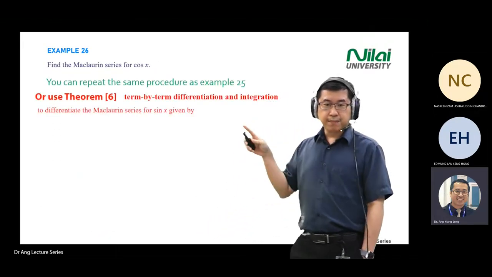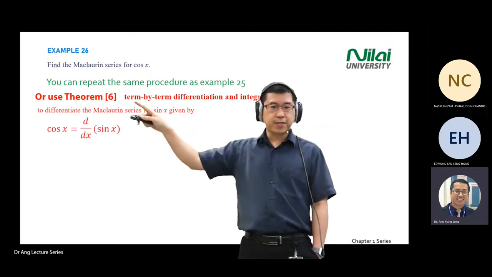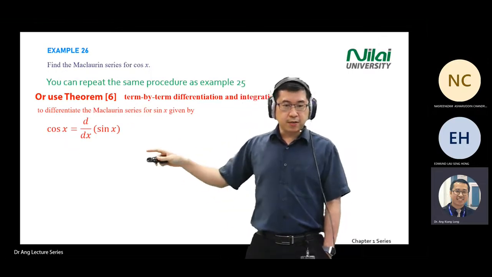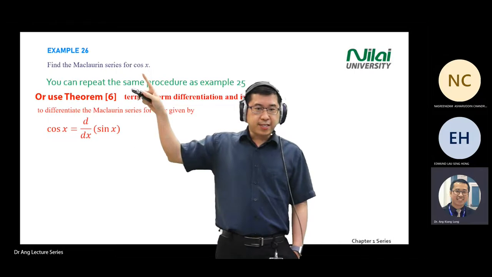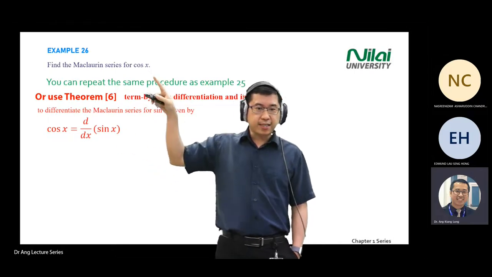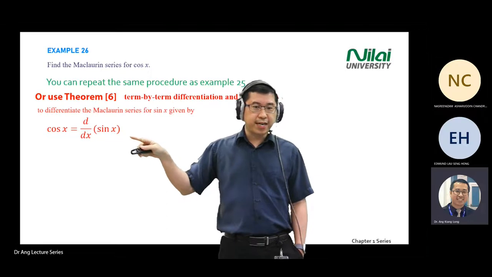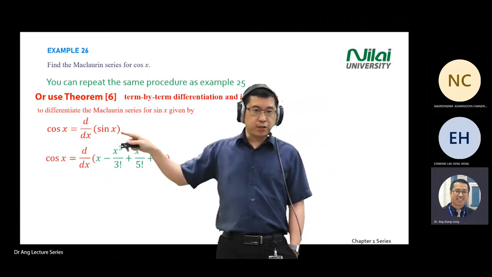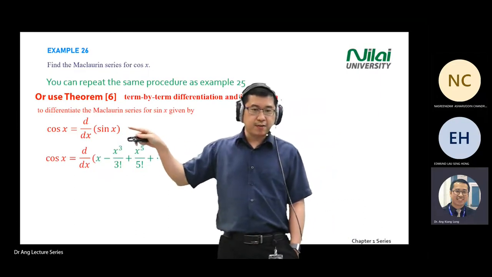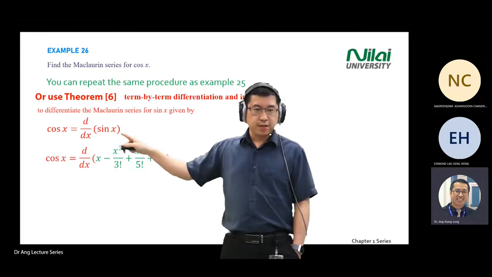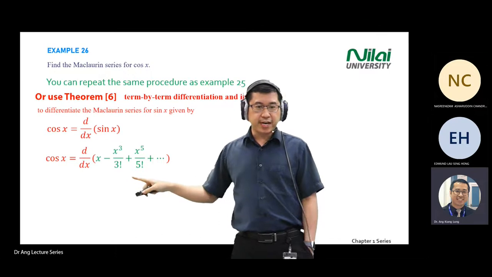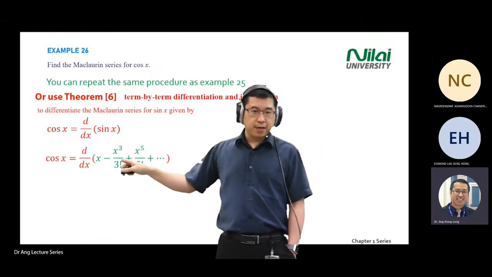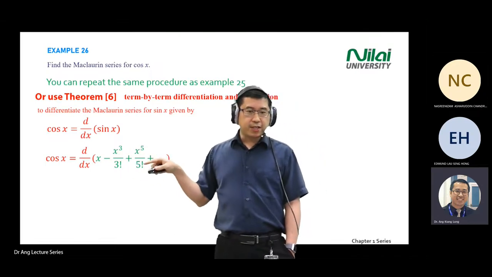Or another, this one is another method that I can show you. We'll use theorem number 6 that we discussed. Again, if you forget what is theorem 6, go back to the PowerPoint slides. So, we know that cos x equals the differentiation of sine x. So what do you do? You just substitute the equation that you saw in the PowerPoint slides just now. You substitute sine x with the green color formula. Then you start differentiating.